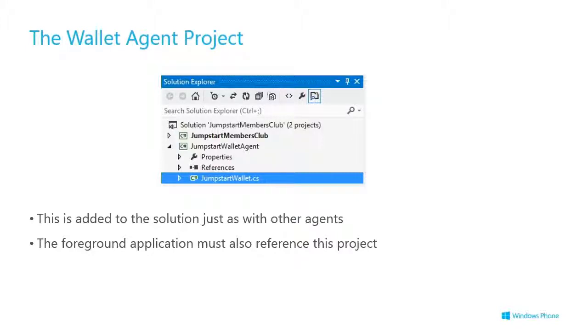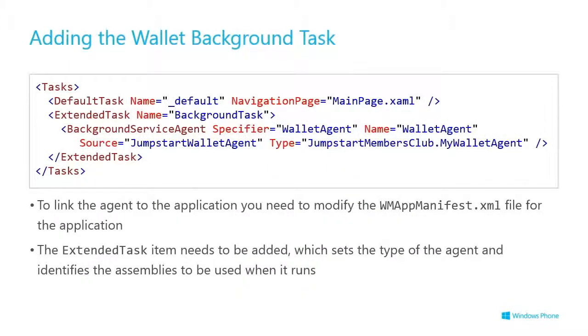And then, like so many times when we have a background agent attached to a foreground app, it looks like this. You see the two projects in the solution, just the same as we've done before, with the foreground. And then here's adding the task. You actually have to go in and edit this yourself. So you have to add this extended task underneath the default task.